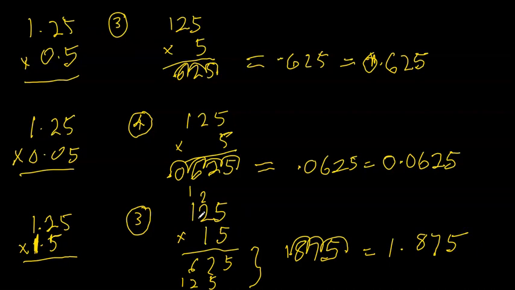Now we're going to try and do division. So let's do some division. Our first example is going to be 6.25 divided by 0.05.